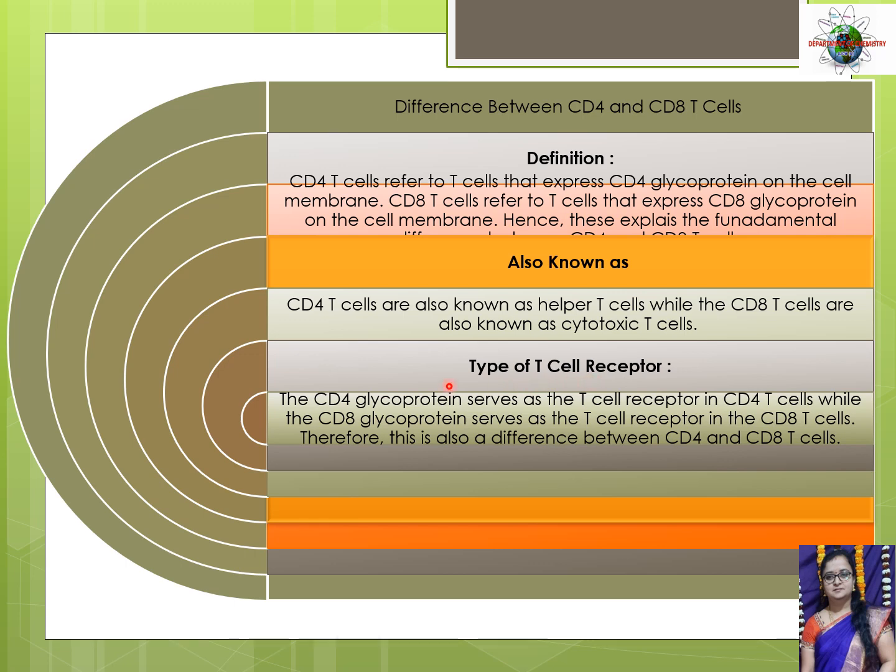What is the type of T cell receptor present in CD4 and CD8? CD4 glycoprotein serves as the T cell receptor in CD4, while CD8 glycoprotein serves as the T cell receptor in CD8 cells.